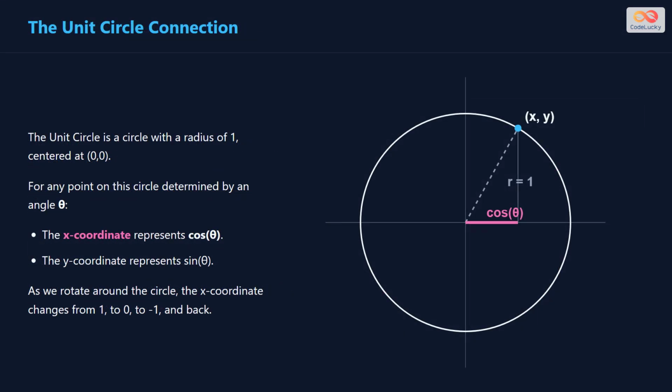This is the unit circle, a circle with a radius of 1 centered at the origin. It is the key to graphing trigonometric functions. For any point on this circle, the x-coordinate corresponds exactly to the cosine of the angle. As we move around the circle, this x value fluctuates between -1 and +1.